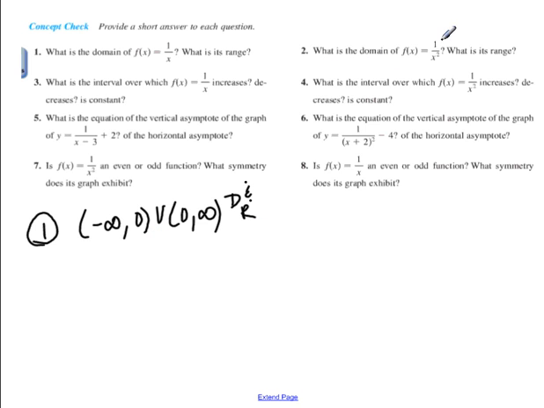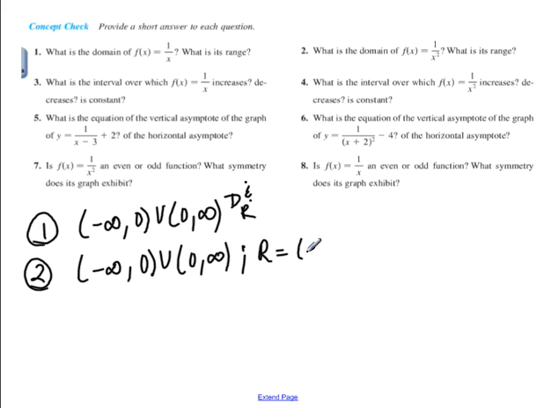What is the domain of f of x equals 1 over x squared, and what is its range? Well, the domain is negative infinity to 0, union 0 to infinity, but the range is only 0 to infinity, right? What is the interval over which f of x increases, decreases, or is constant?